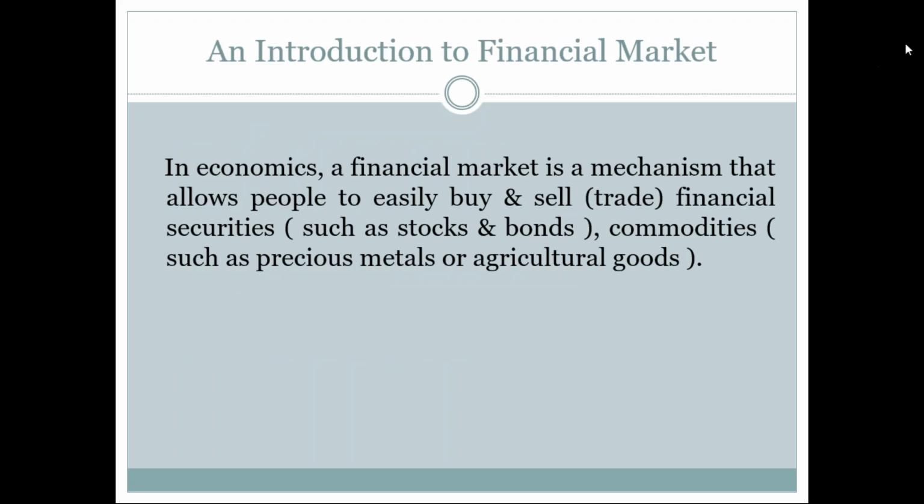So the financial market is where people are able to buy and sell financial securities or commodities, as I previously told. So commodities can be like gold or even wheat, rice. These things also can be commodities. Financial securities are like stocks and bonds.